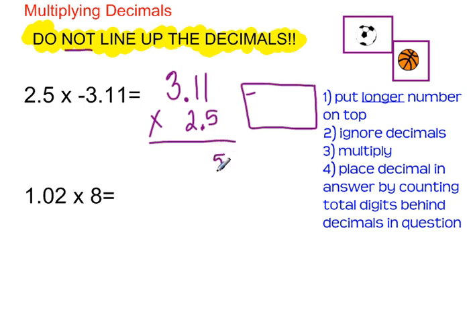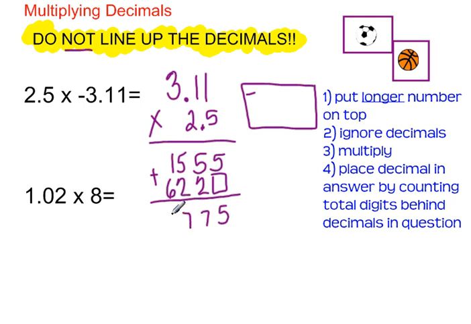5 times 1 is 5. 5 times 1 is 5. 5 times 3 is 15. I'm going to use a box for a placeholder. I don't use a 0. 2 times 1 is 2. 2 times 1 is 2. 2 times 3 is 6. I'm going to go ahead and add these numbers together. This is 5, 7, 7, 7.